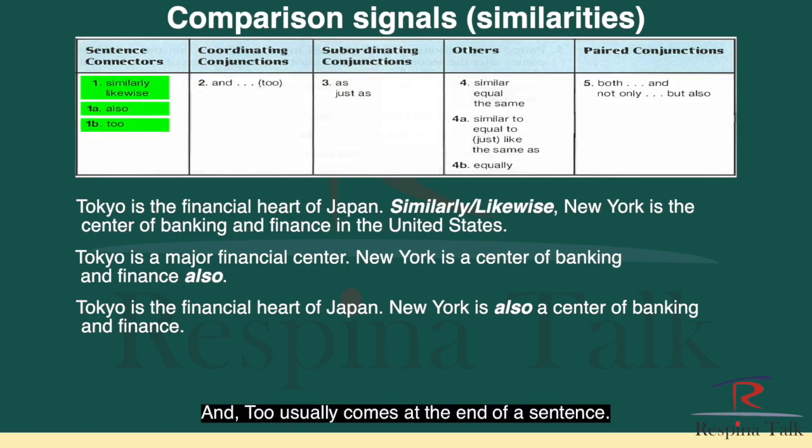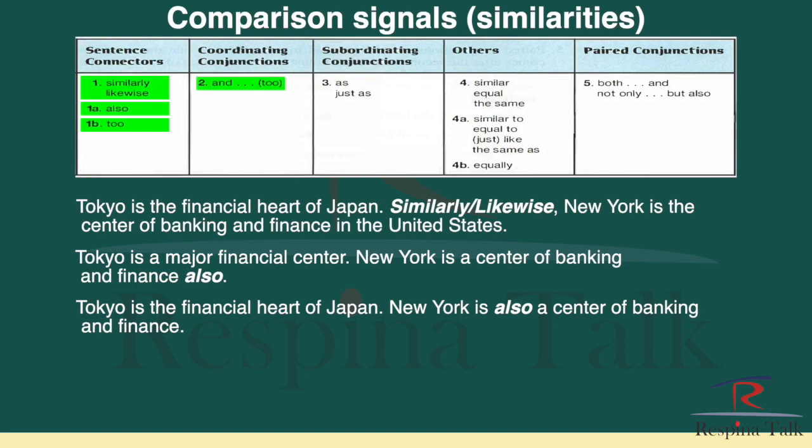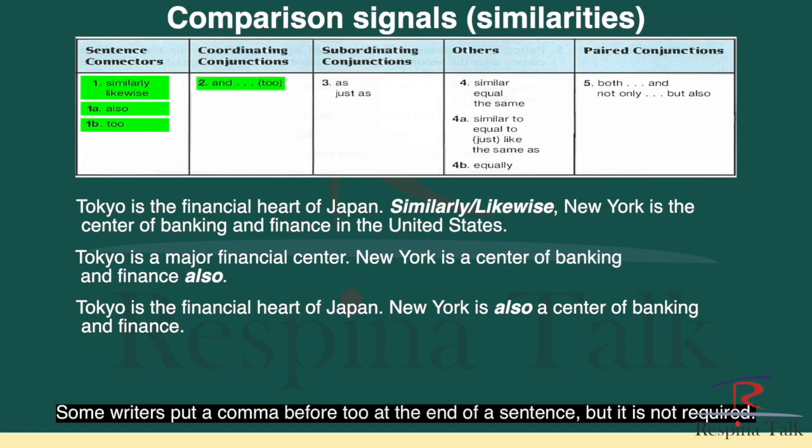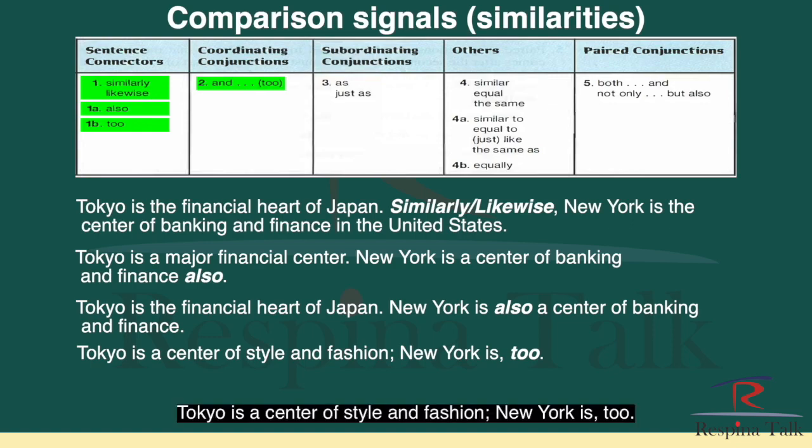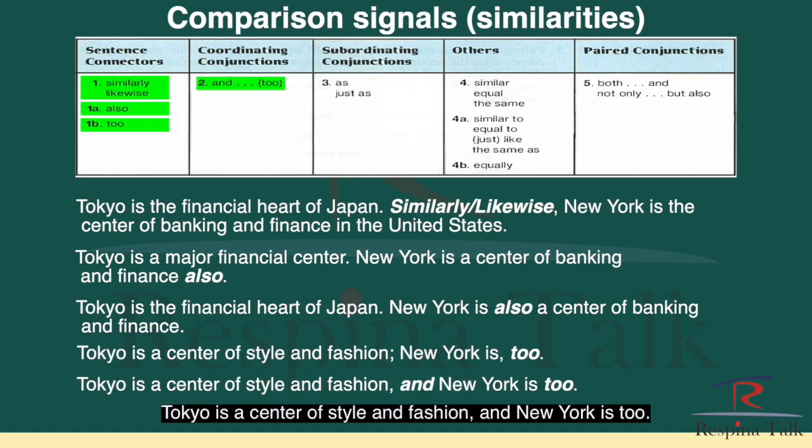And too usually comes at the end of a sentence. It often appears together with the coordinating conjunction and. Some writers put a comma before too at the end of a sentence, but it is not required. Take a look at this example. Tokyo is a center of style and fashion; New York is, comma, too. Another example, Tokyo is a center of style and fashion, comma, and New York is too.